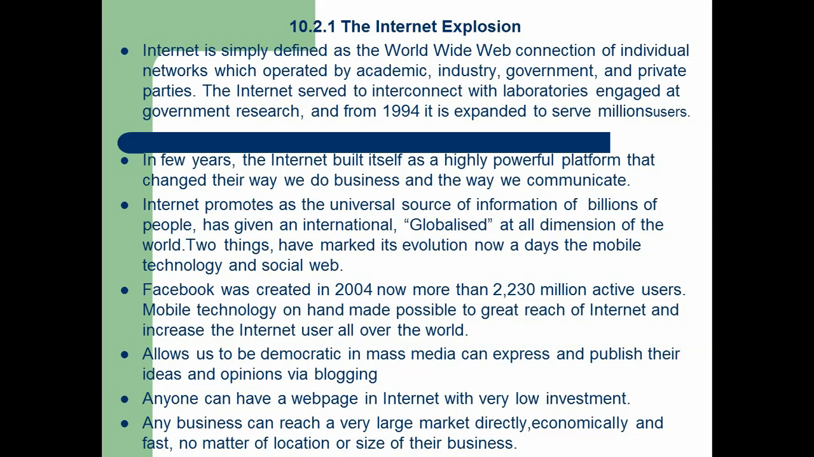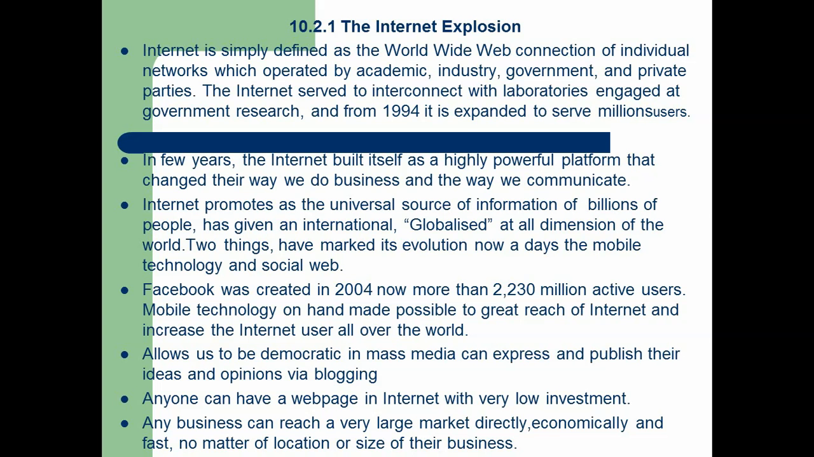In a global standard. Next one, the important use of social media like Facebook. In 2004, Facebook was created, but now there are 2,230 million active users on Facebook. They are sharing and forwarding much information through the internet, which gives us very great awareness and current affairs knowledge about our standards. It also allows us to democratize mass media.